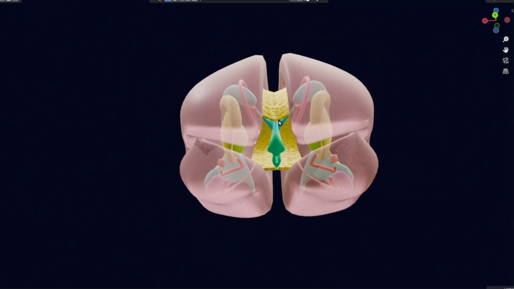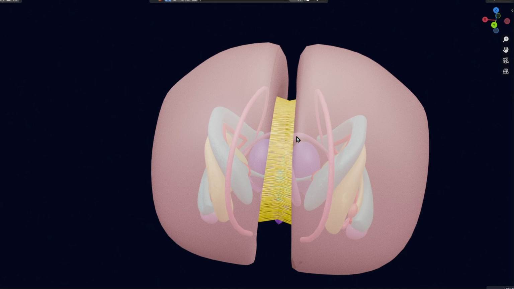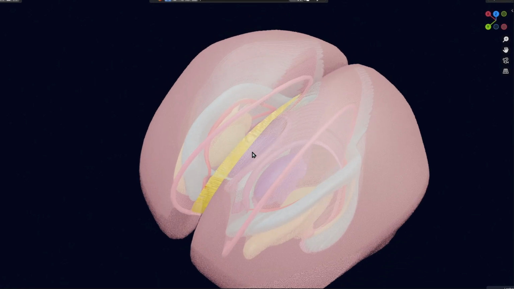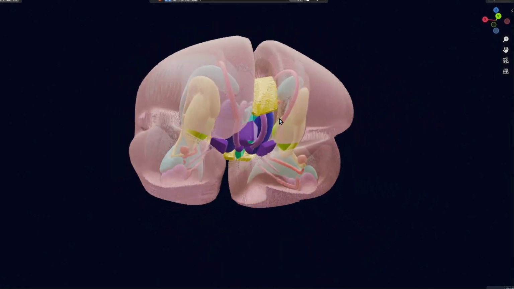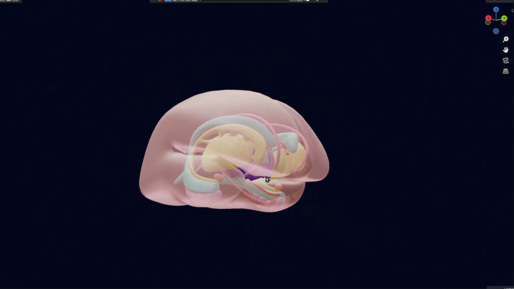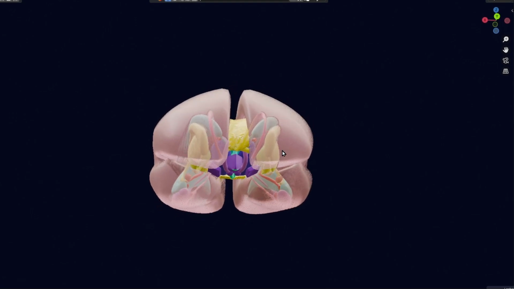So here you can see this is called the corpus callosum. So the corpus callosum is actually another type of commissure. It is the commissure of the cerebral cortex. We have discussed the commissure of the hippocampus, the hippocampal commissure. We have discussed the corpus callosum. And finally, there is another commissure which is called the anterior commissure, which connects the temporal lobes. So these two temporal lobes are connected.